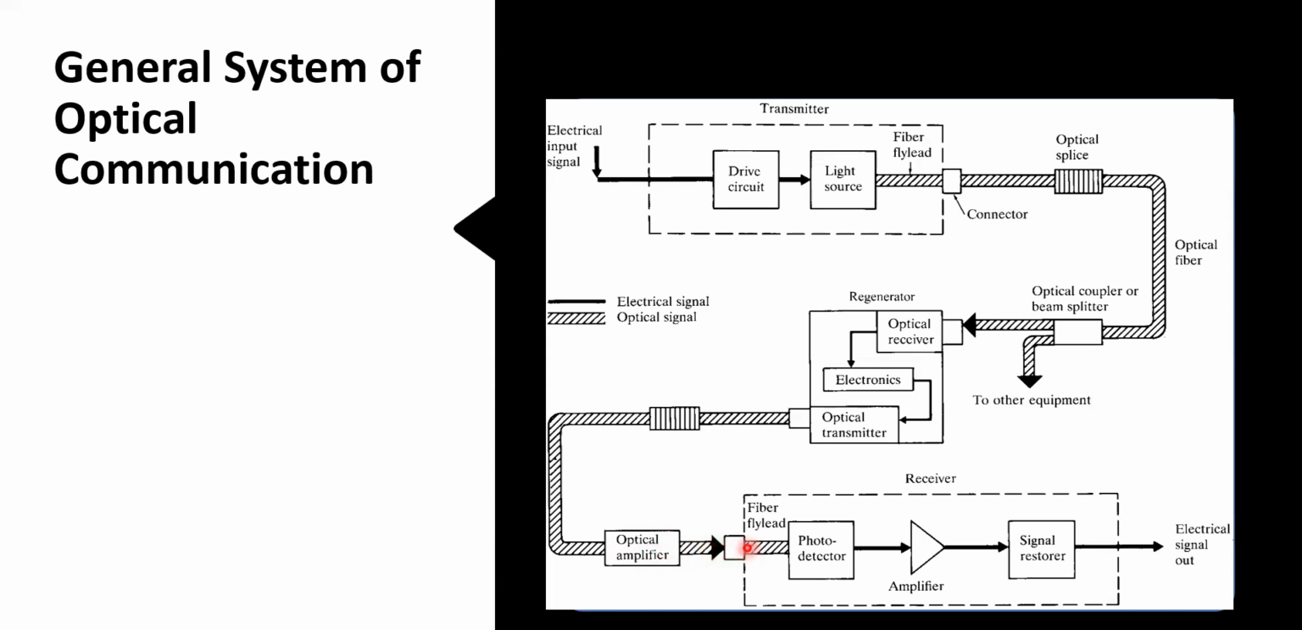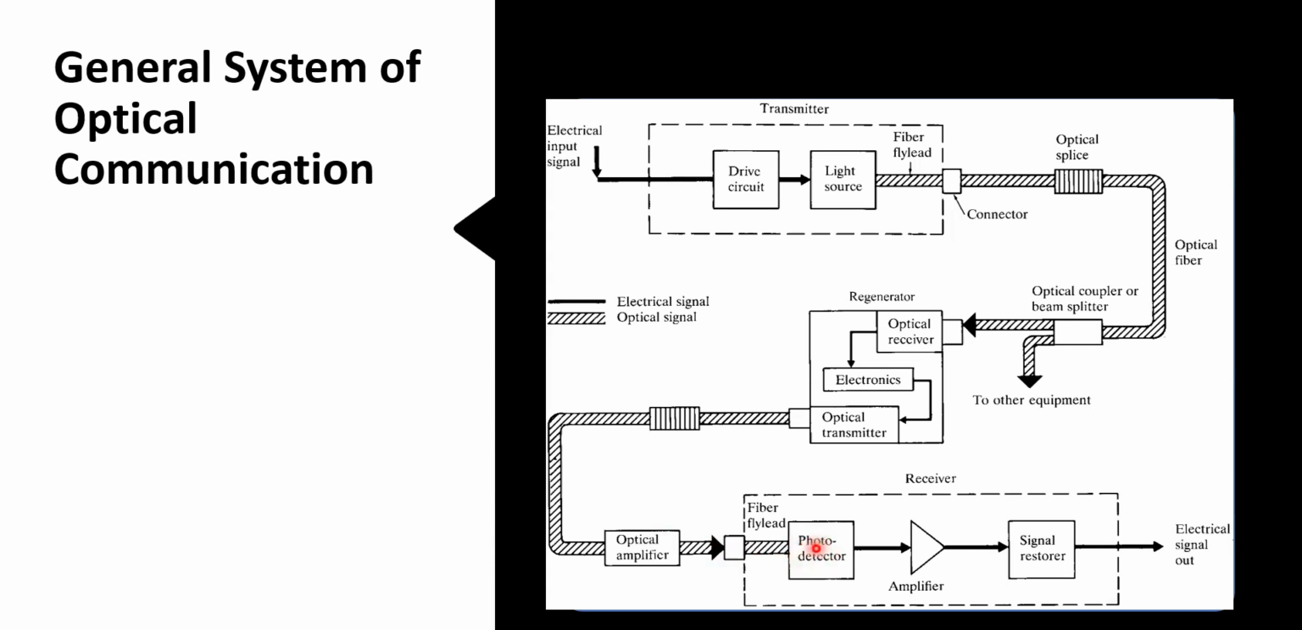towards the receiver. Okay, so in the receiver, again we need a fiber flylight in order to couple the light which is coming out of this fiber to the photodetector. Photodetector means it will detect the light. So that's why it is called a photodetector.